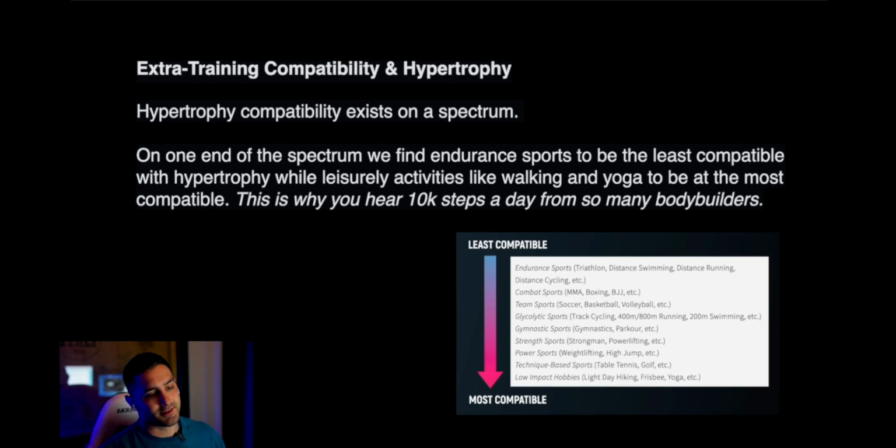Team sports, soccer, baseball, all the things you watch on TV. I don't know about baseball though. Maybe baseball, not so much.